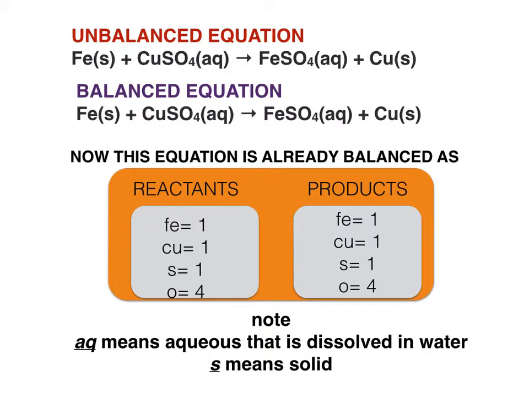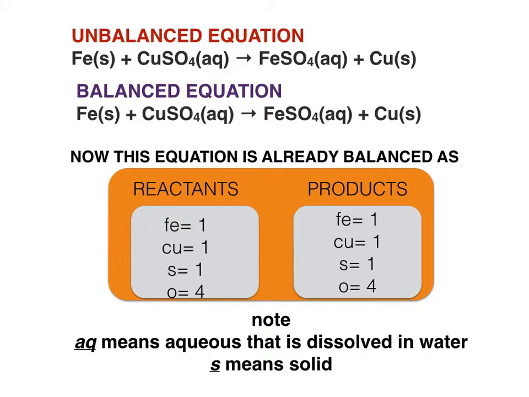So now let's come to the point. Unbalanced equation. So here you can see we have Fe, 1 Fe in the reactant side, 1 in the product side in FeSO4. Cu, 1 in the reactant side in CuSO4 and Cu, 1 in the product side. S, sulfur, 1 in the reactant side in CuSO4 and S, sulfur, 1 in the product side in FeSO4. Oxygen, 4 in the reactant side and 4 in the product side. So this equation is totally balanced as there are equal numbers of atoms of reactants and products on both the sides.